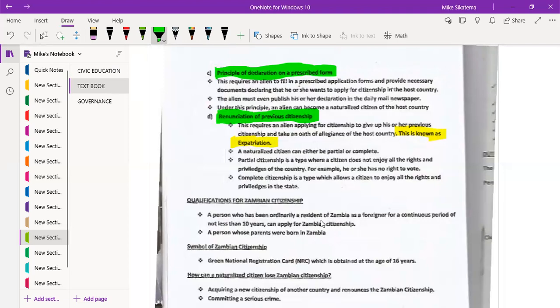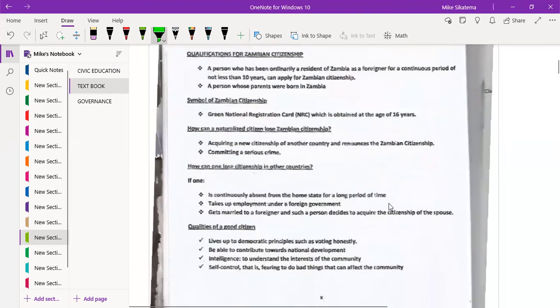So a naturalized citizen can either be partial or complete. Partial citizenship is a type where it's not full, so you don't enjoy all the full rights and privileges of the country, like voting, for example. And if you're a complete citizen, you're enjoying every right and privilege, and you can even take part in political affairs relating to your country because you've actually joined allegiance.